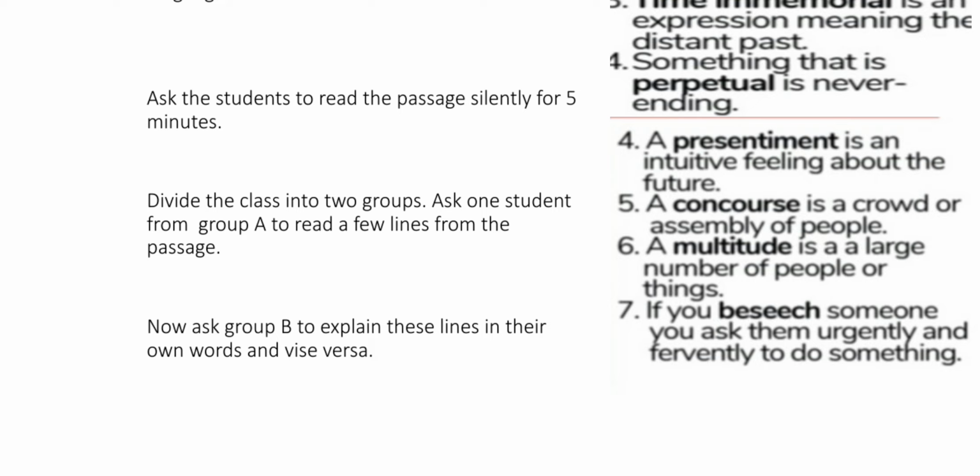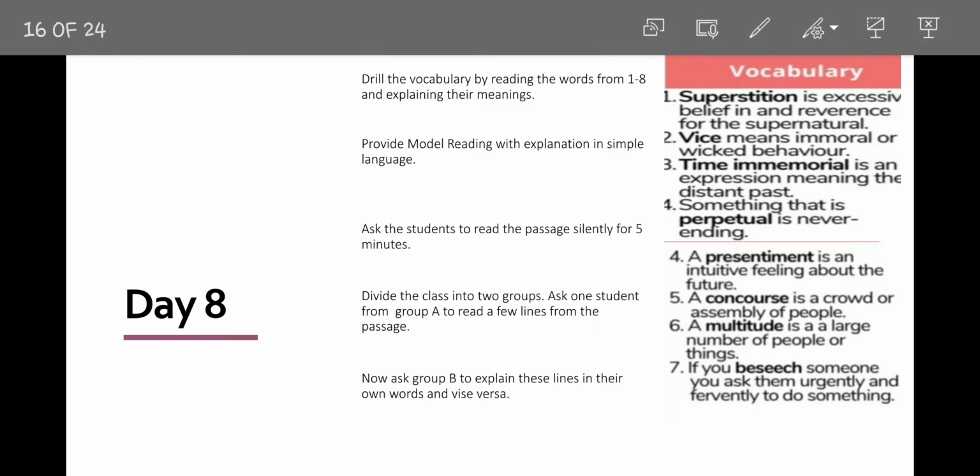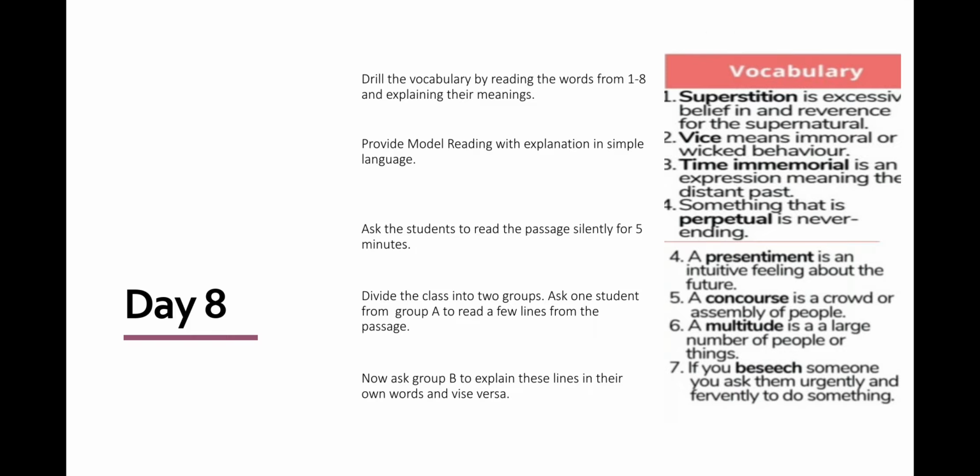Divide the class into 2 groups. Ask one student from group A to read a few lines from the passage. Now ask group B to explain these lines in their own words and vice versa. So you're dividing the class into 2 groups. One group will read a few lines, the other group will explain it. And both the groups will get a chance of reading and explaining. Now, you are not providing the explanation, you are helping the students in understanding the passage by themselves.